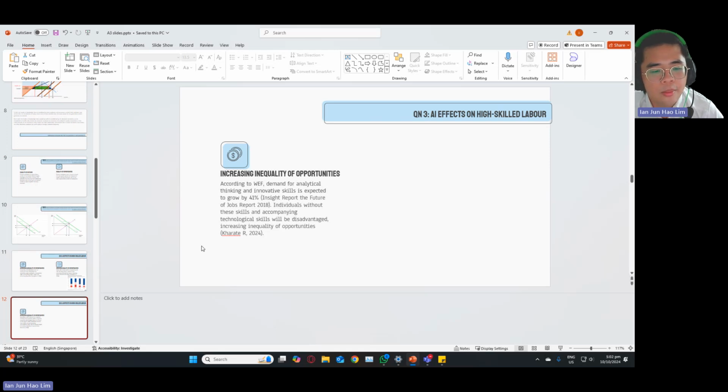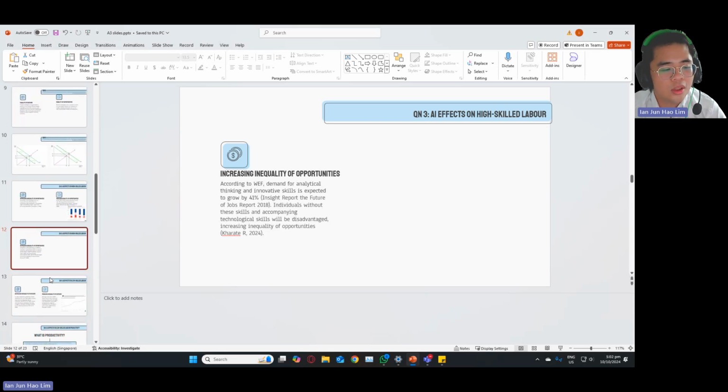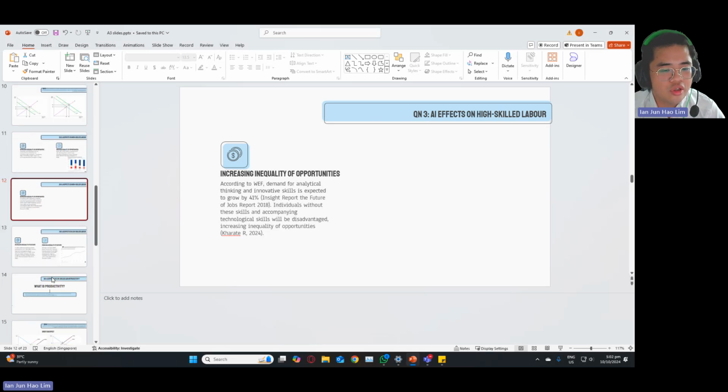Individuals without these skills and accompanying technological skills will be disadvantaged and increase the inequality of opportunities, because if you don't have these skills, then you won't be on the same playing field as those who have the skills when competing for their job. So yeah, that's increasing the inequality of opportunities.